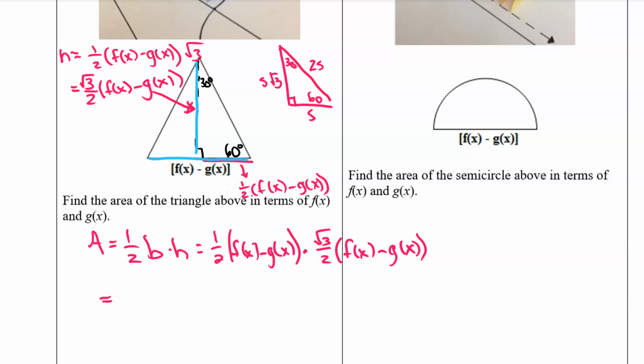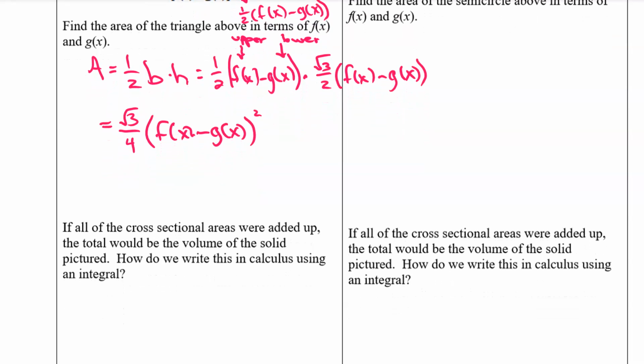So when we simplify that, we're going to have square root 3 over 4 times f of x minus g of x, squared. So remember, this is upper and lower here. If we were doing them instead with respect to y, we would be doing rightmost minus leftmost, right? Okay, so we've got our area equation.